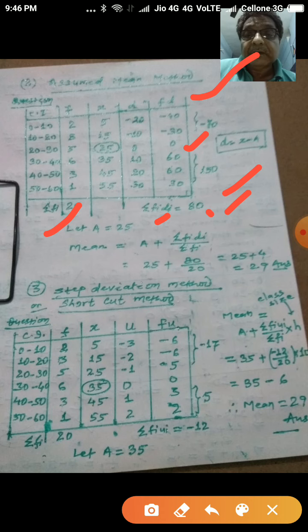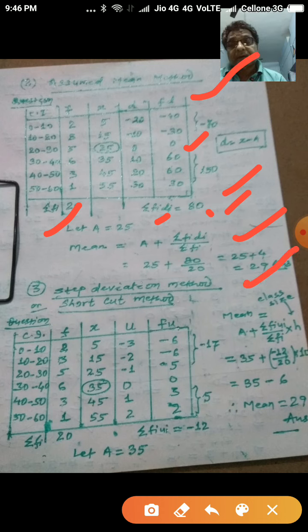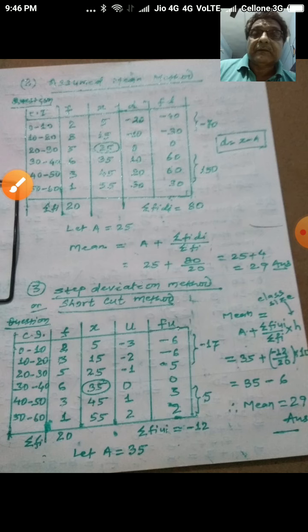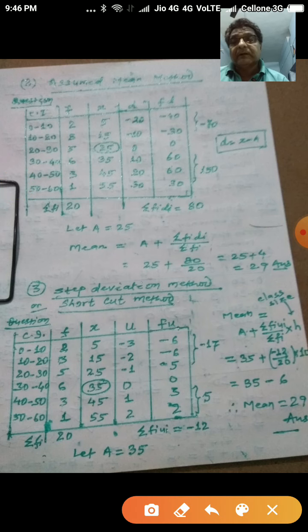Now we will use, in this case, the formula for mean: a plus sigma fi di divided by sigma fi. A we have already taken as 25, so 25 plus 80 by 20, and ultimately we get 29 as the answer, since the question is the one which we have solved by the direct method. So the same question is taken here, so the answer is also the same. Now we will discuss the third method, taking the same example, which will also verify our answer.